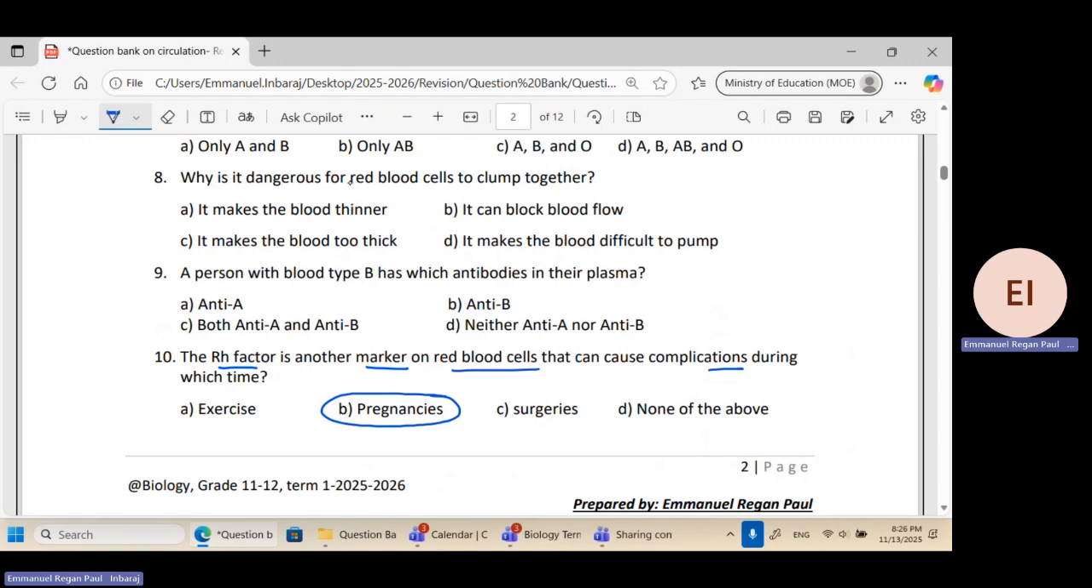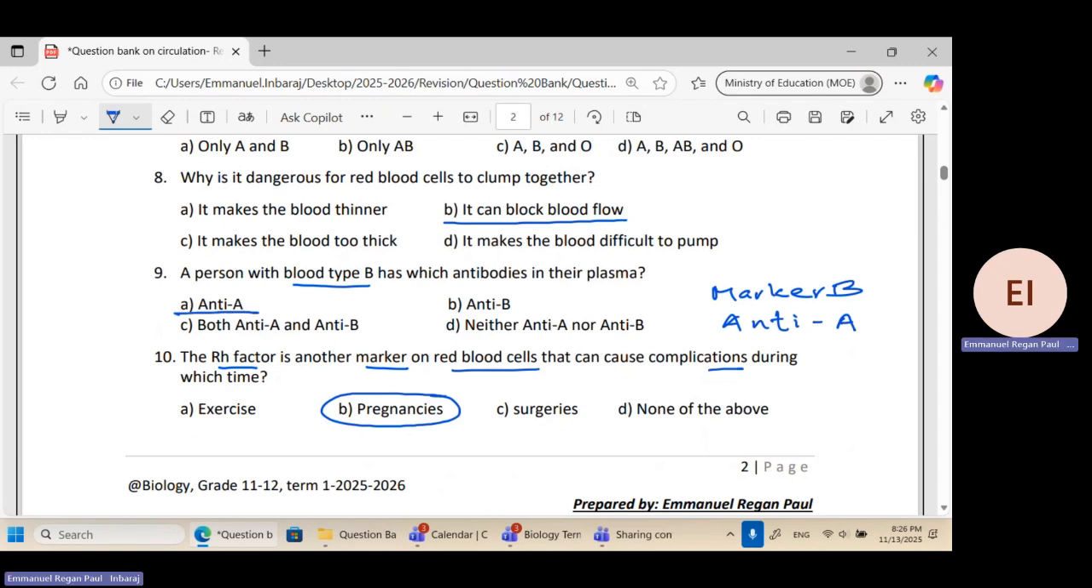Why is it dangerous for red blood cells to clump together? You see, if they join together, what will it do? It can block the blood flow. A person with blood type B has which antibodies in their plasma? So blood type B, that means they have marker B. Marker is B because they are blood type B. But what about their antibody? They will have antibody A. So the answer will be antibody A.